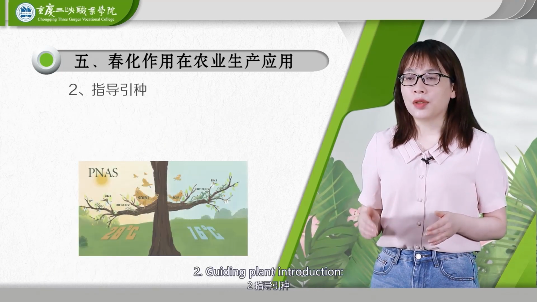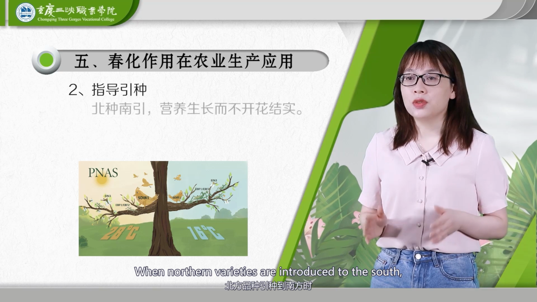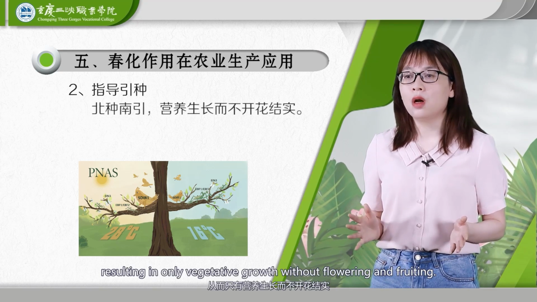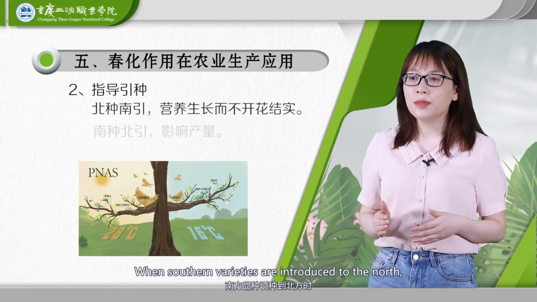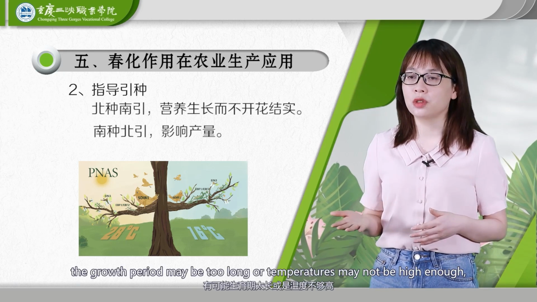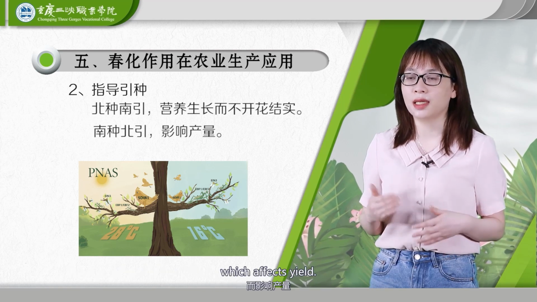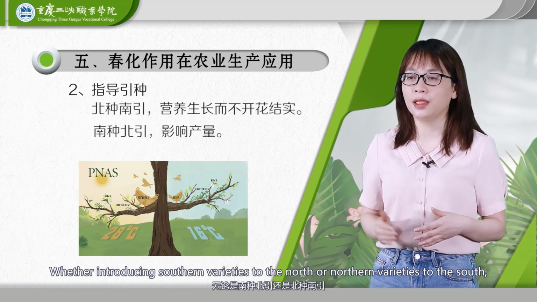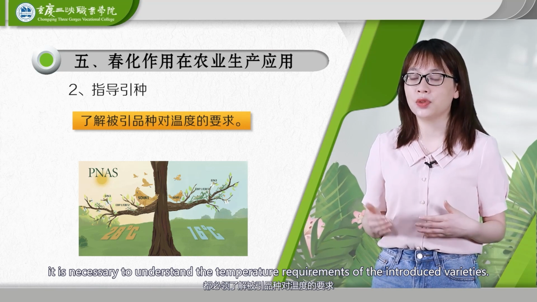2. Guiding plant introduction. China has a vast territory. When northern varieties are introduced to the south, they may not meet the low temperature requirement, resulting in only vegetative growth without flowering and fruiting. When southern varieties are introduced to the north, the growth period may be too long or temperatures may not be high enough, which affects yield. Whether introducing southern varieties to the north or northern varieties to the south, it is necessary to understand the temperature requirements of the introduced varieties.